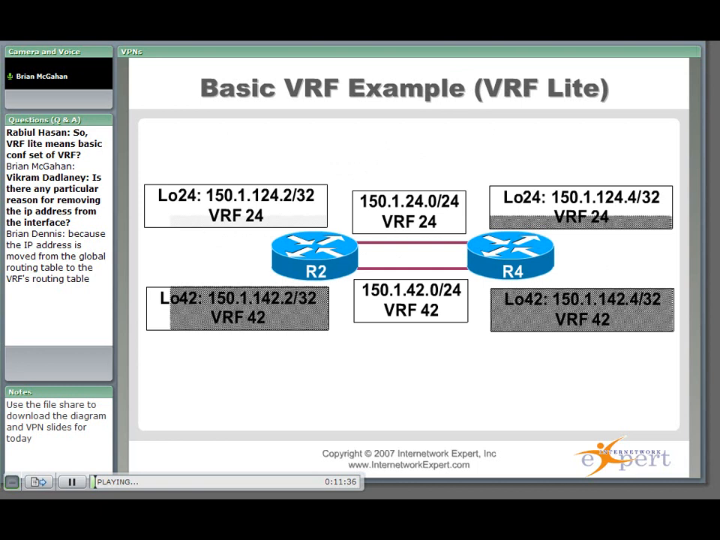Okay, so let's go ahead and look at a basic example of some VRF configuration. We have router 2 and router 4 connected over two different interfaces. This is Ethernet, so we're going to configure these as Ethernet trunks with the switches, and then we're going to configure two different sub-interfaces on two different VRFs between the neighbors. Let's go ahead and bring up the command line.